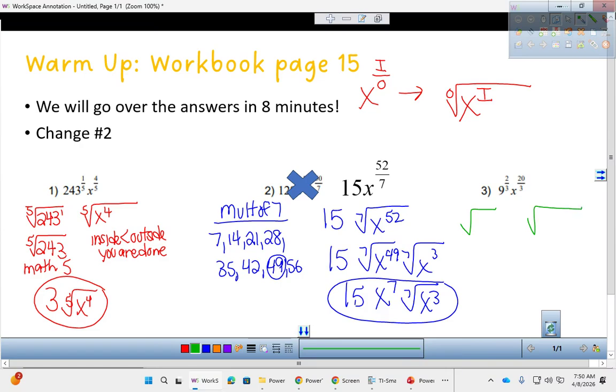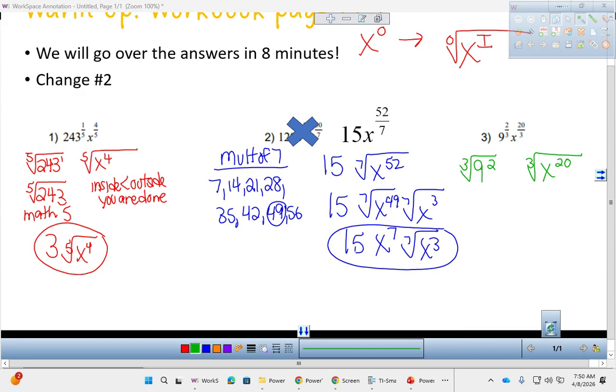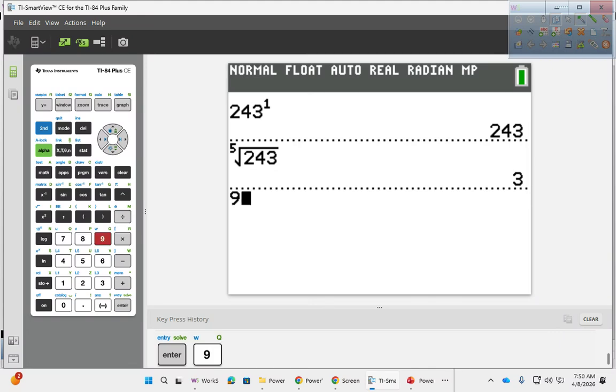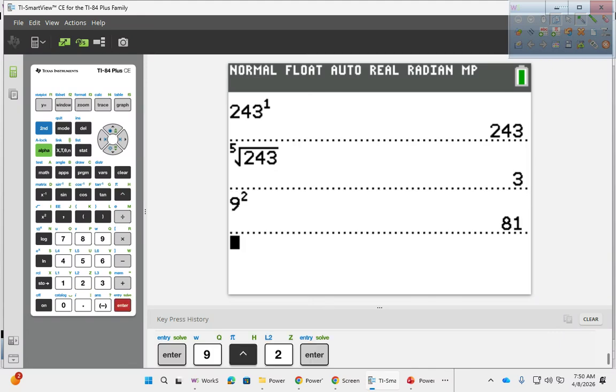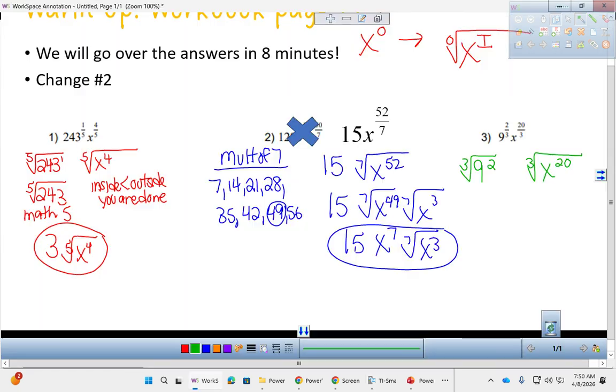The base on the first one is a 9. The numerator is 2, the denominator is 3. The base on the second one is x. The numerator is 20, the denominator is 3. So I'm looking at these two roots. Now 9 squared is not 18. It's 9 to the power of 2, or you could do 9 times 9, 9 2 times. Okay, so either way we're getting an 81 here.